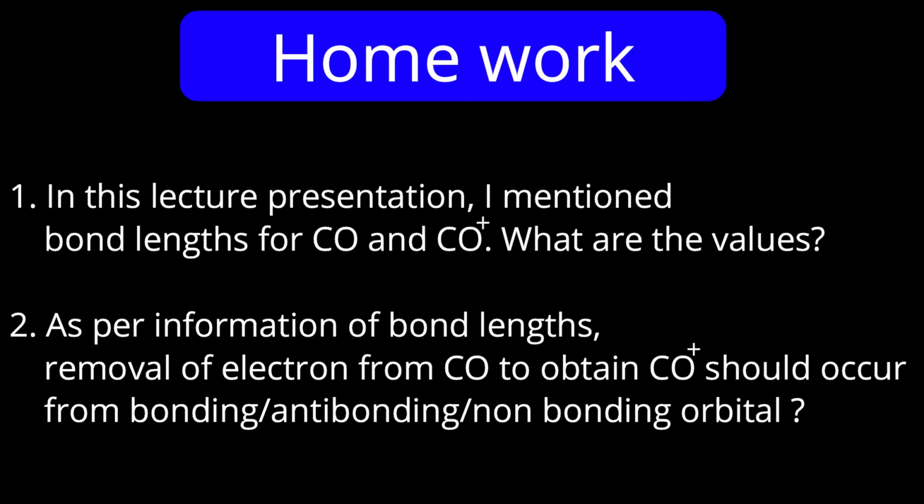What do you think? Removal of electron from carbon monoxide to obtain CO plus should occur from bonding or antibonding or non-bonding orbital? Means outermost electron is present in bonding, antibonding or non-bonding orbital? In perspective of what? Ionization of CO. What is your view? That I am asking. What is your expectation? That is expected answer for question number 2. That also you have to mention in comment box.